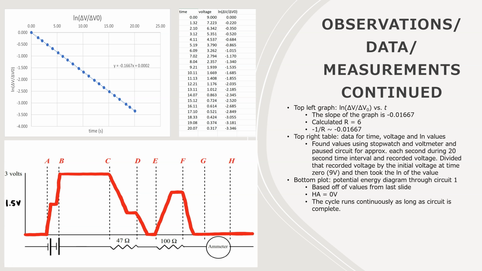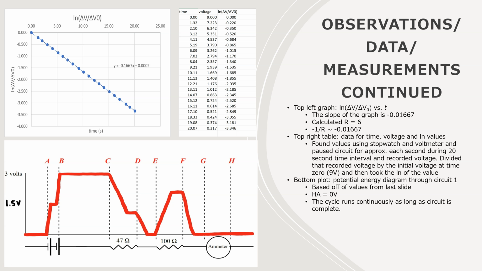The top right table includes the data that I used to make the graph on the left, excluding the voltage column. In order to find this data, I used the stopwatch and voltmeter using the description of part 3 of the lab. I paused the circuit for approximately each second during the 20-second time interval and recorded the voltage for that time. I then divided that recorded voltage by the initial voltage at time 0, which was 9 volts, which was the charge of the battery, and then took the ln of the value. That gave me the graph on the left.